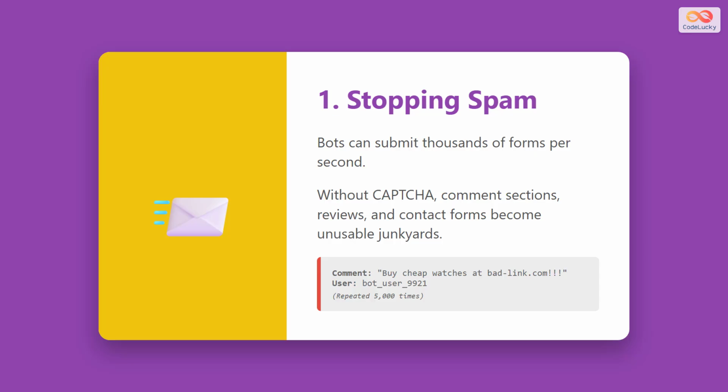Now let's look at the 3 main reasons websites use these tools. Number 1 is spam prevention. Imagine a blog with a comment section. A bot can be programmed to post thousands of spam links per minute. Without a CAPTCHA gatekeeper, comment sections, contact forms, and forums would be completely unusable, buried under mountains of junk advertisements.